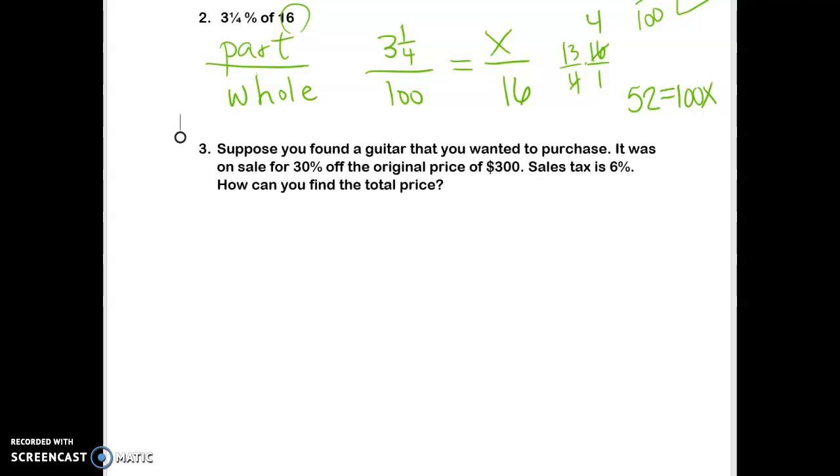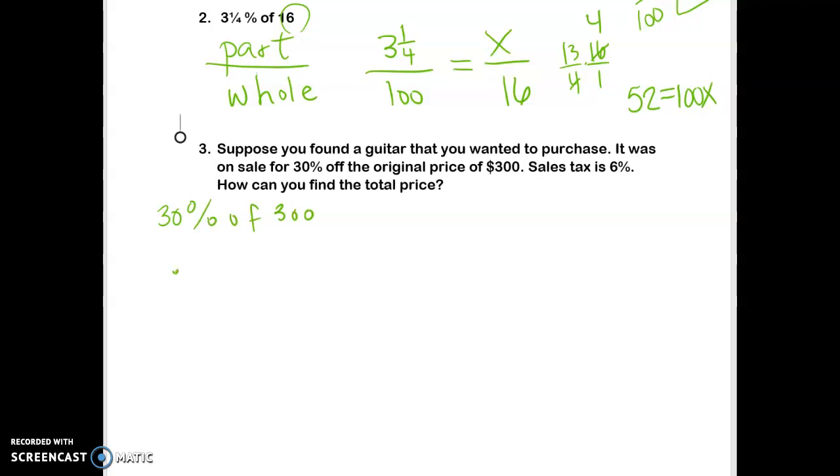Okay, let's do a fun problem where we're actually applying things in terms of percents and sales and tax. Suppose you found a guitar that you wanted to purchase. It was on sale for 30% off the original price of $300. Sales tax is 6%. How can you find the total price? So we're going to have a discount, and then we're going to add on sales tax. Well, we can do it piece by piece, meaning we can solve it by saying, well, what's my discount going to be? My discount is going to be 30% of 300.